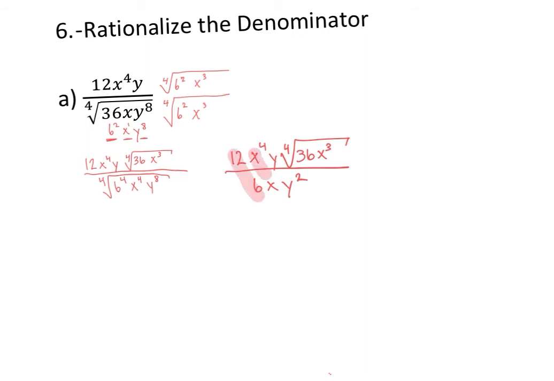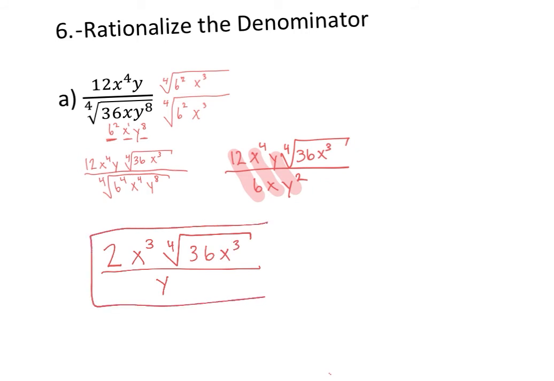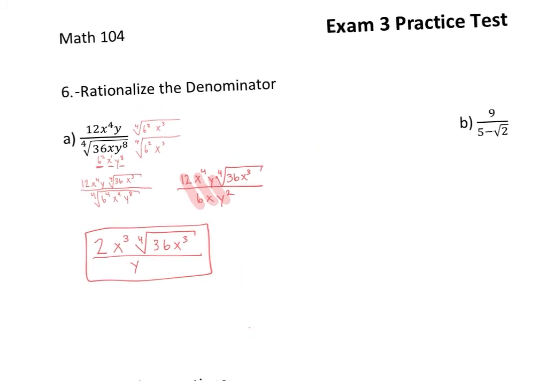Okay, now these can all be reduced. So I have 12 over 6 is 2. X to the 4th over x cubed is x cubed. Y over y squared is y. And then we just have the 4th root of 36x cubed. And that is our final answer. All right, definitely a harder type of problem that you would do.